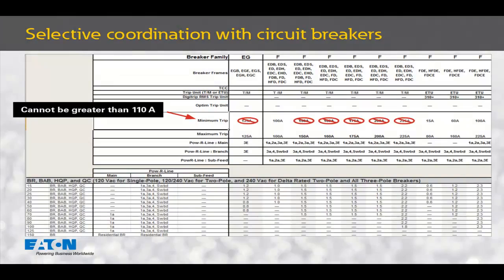Here I have eliminated those upstream circuit breaker options where they cannot be adjusted to or below the 110 amp maximum that the National Electrical Code tells us we can use. I have 4 possible viable solutions.